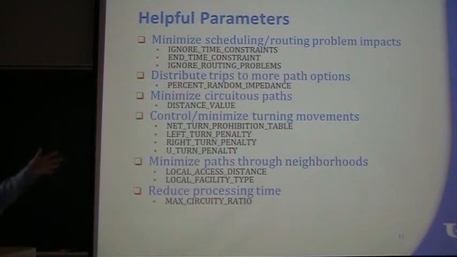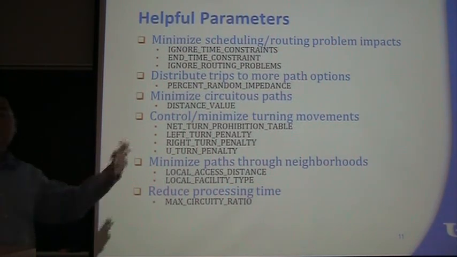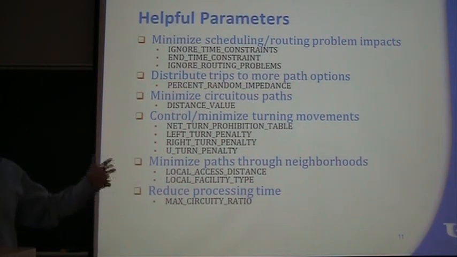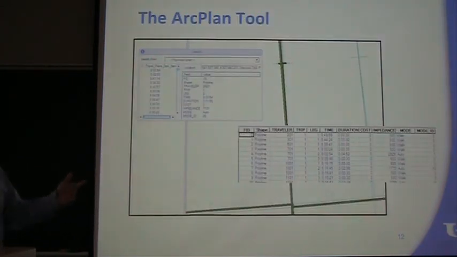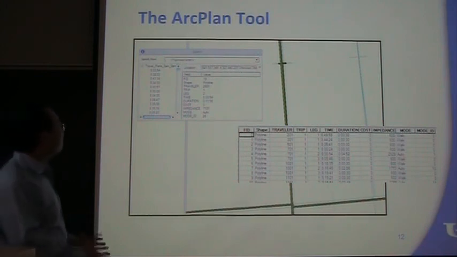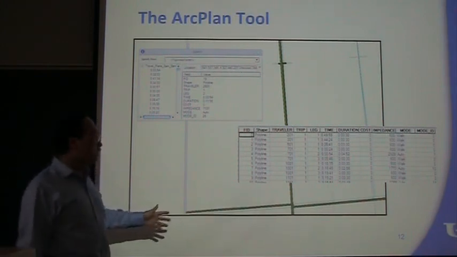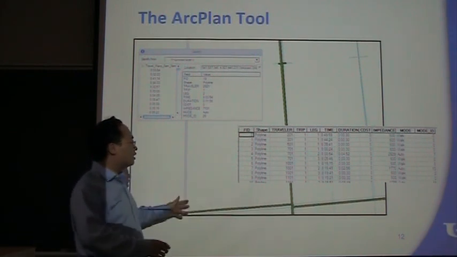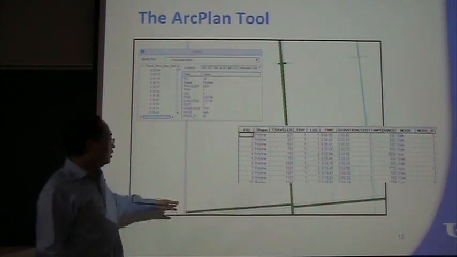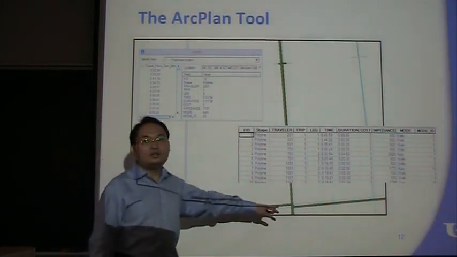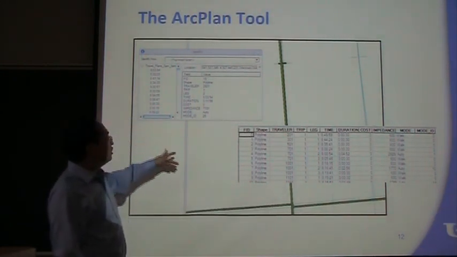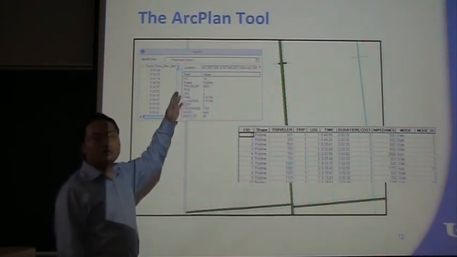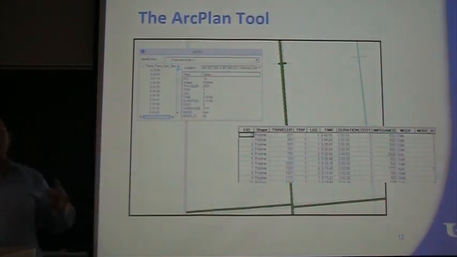And here I listed some helpful parameters. I don't want to explain them. I list them here so you may want to reference them in the future for router. The output of router is a set of plans. We can use a tool called ArcPlan, which is similar to ArcNet, to visualize these plans. A plan is a polyline from an origin to a destination. So it's the path. A plan stands for one path.